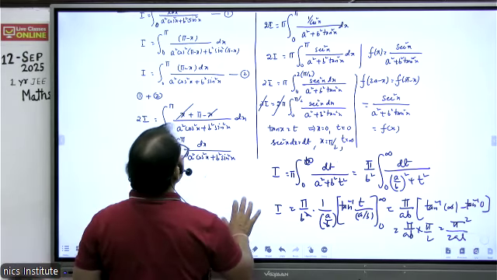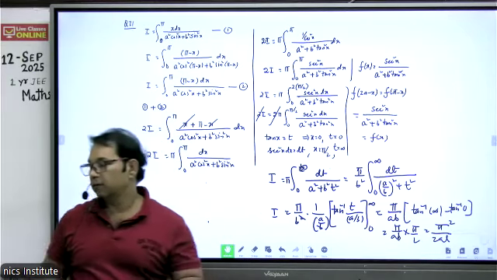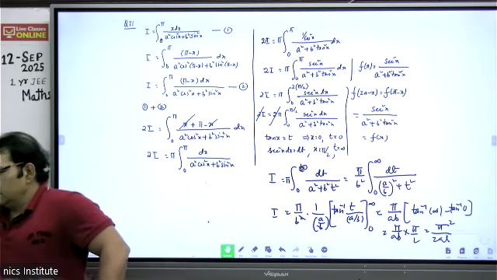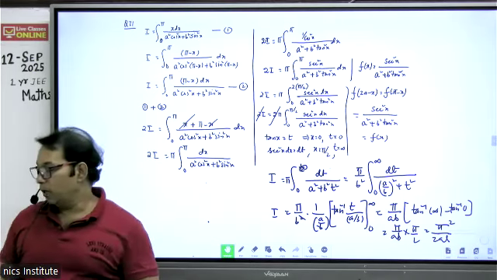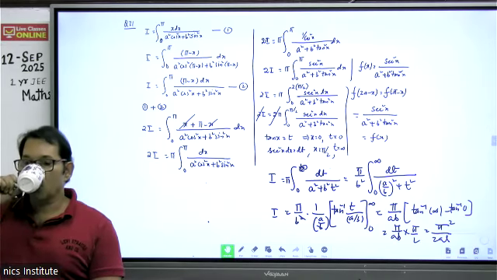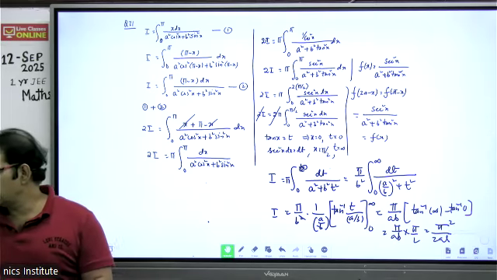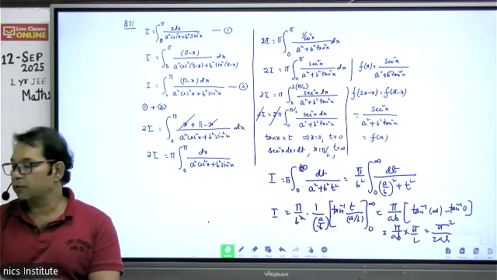So remember that if a function is discontinuous somewhere within the limits, you have to break the limits. This is an important question. Go through it. It's a 5-marker question for boards, and also for entrance, it's a good question.